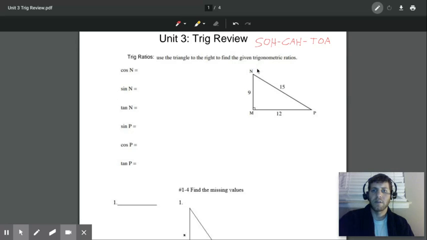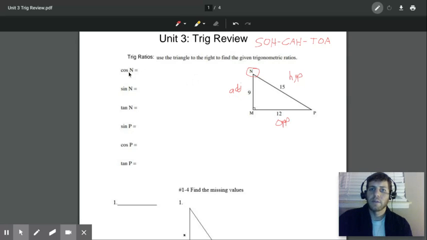Okay, so the first angle here is n. If we look at angle n, let's start with the hypotenuse, which is across from the right angle. So our hypotenuse here is going to be 15. Across from n, opposite n is the 12, so that's opposite. And then next to the n is the 9, so that's adjacent. So we labeled our hypotenuse first, and then we looked at the two legs. Of the two legs, 9 and 12, 12 was across, so it's opposite, and 9's next to, so that's adjacent.